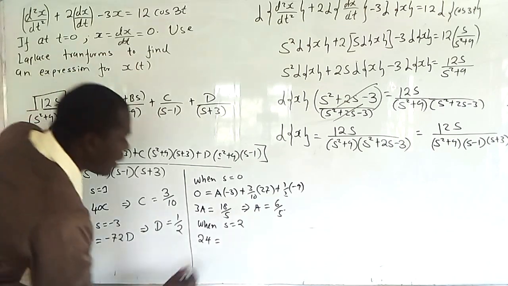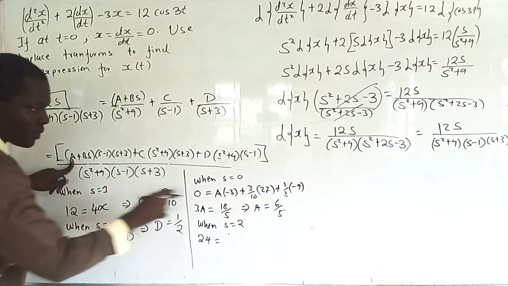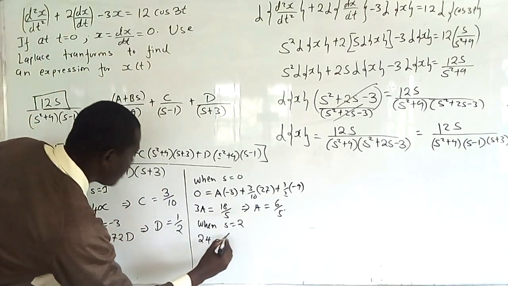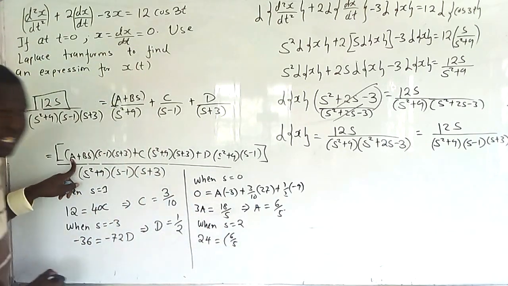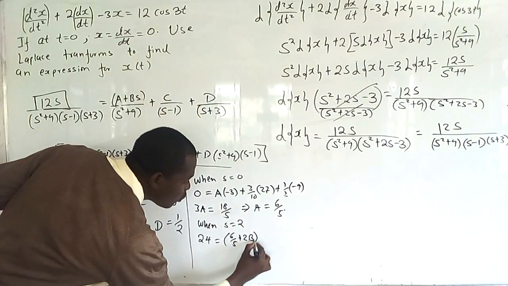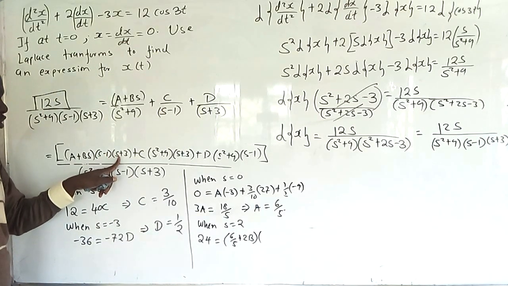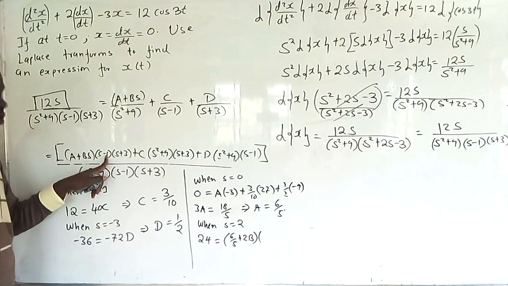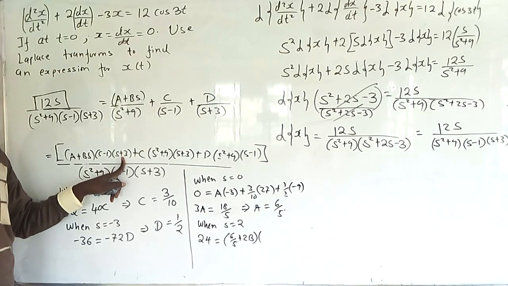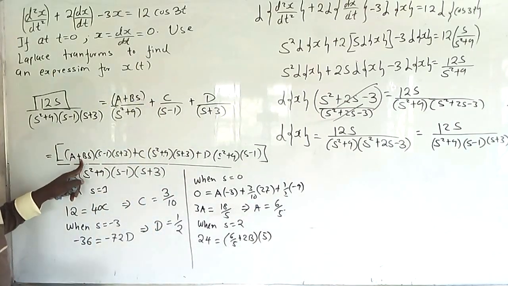A, what is A? This bracket. No, where are we? Here, this bracket. What is A? A is 6 over 5, isn't it? Yes. Then plus B, B times 2 plus 2? 2B into S is 2. 2 minus 1 is 1. Then 2 plus 3 is 5. So 5 times 1 is 5. You are done with that first part, isn't it?